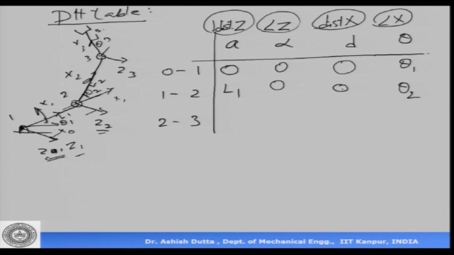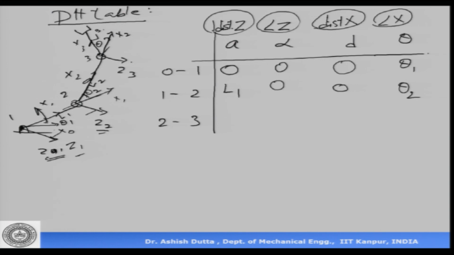Now, next the third one, we are trying to find the DH parameters indicating the relation between the third axis and the second axis. So, in that case the origin of the third axis is here, the x2 is pointing in that direction, okay. Z3 is in this direction, that you can see.